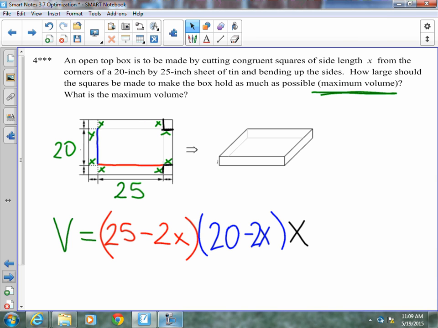Go ahead and finish this up. Find the maximum volume. Multiply that together. Take the derivative. Make your number line. Make sure you write your statement, and we will talk about the remainder of this example tomorrow.